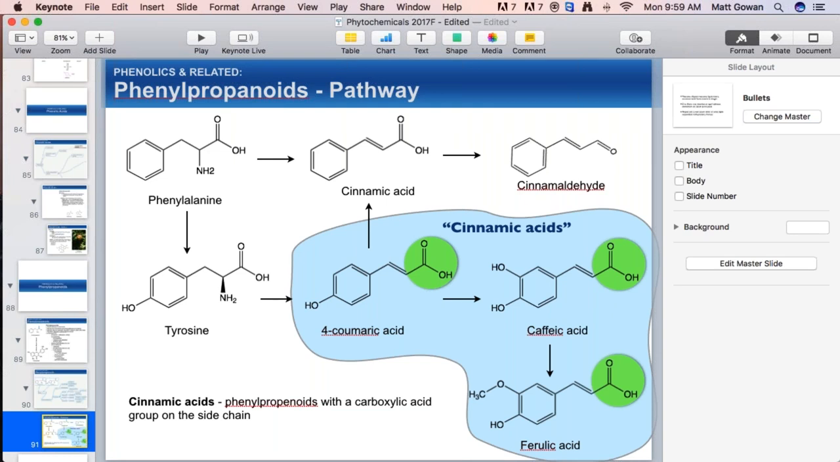Now, some of the basic ones that we'll talk about are the cinnamic acids, and these are used as building blocks for various things. Some people will just call them coumaric acid or caffeic acid or ferulic acid.